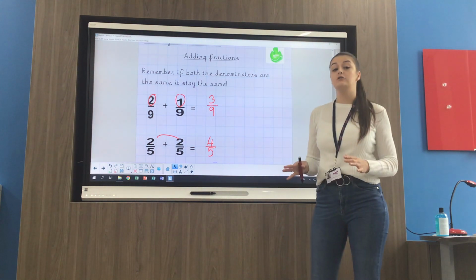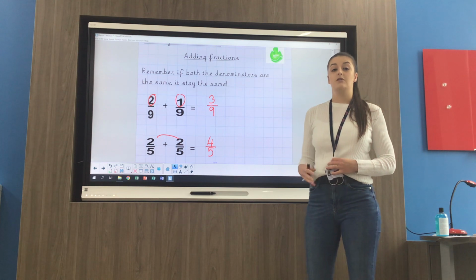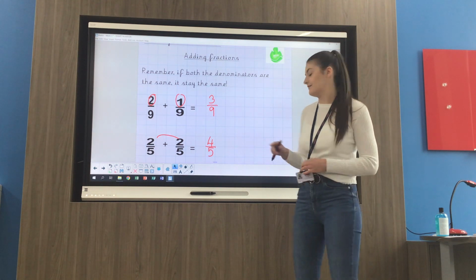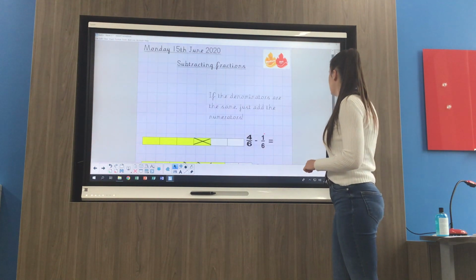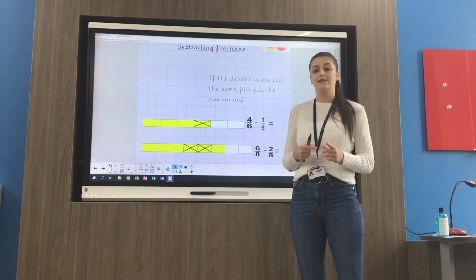So if you're on mild, you can stop the video now and have a go at your sheet. If you want to have a go at medium and hot, we're going to look at how you subtract fractions. So let's have a look at your activities. It's very similar to adding fractions. We're just subtracting, doing the opposite now.